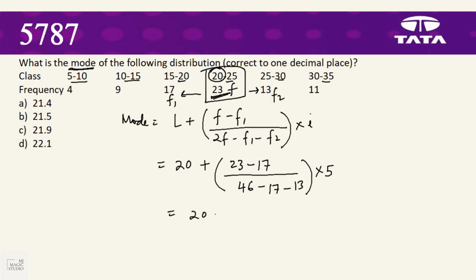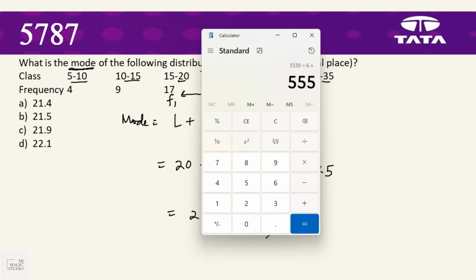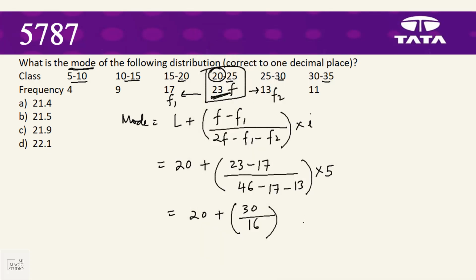If all class lengths are not the same, this formula cannot be used to calculate mode. So now let's solve this. 20 plus (23 minus 17 is 6) into 5, 30, and this is divided by 16. So 30 by 16 plus 20, 21.875. That would be 21.9. Option C is the pick. Please mind, this formula is used only when all class lengths are the same and we have got only one class with the highest frequency.